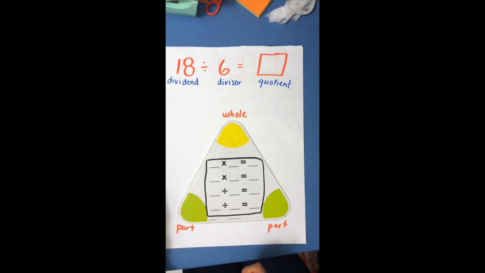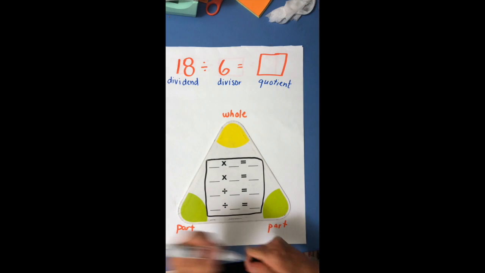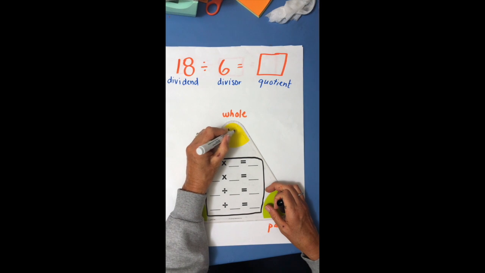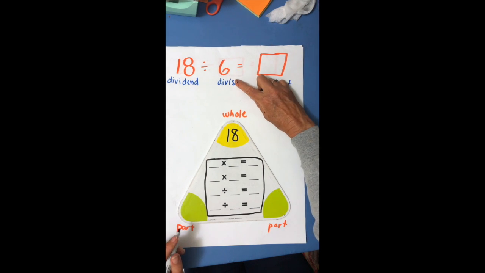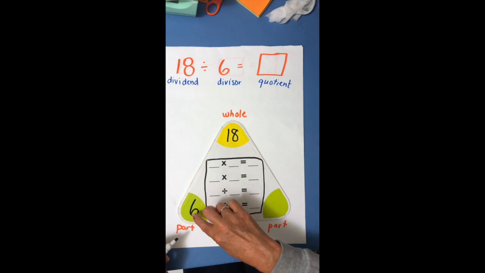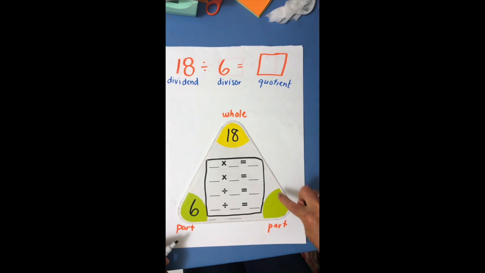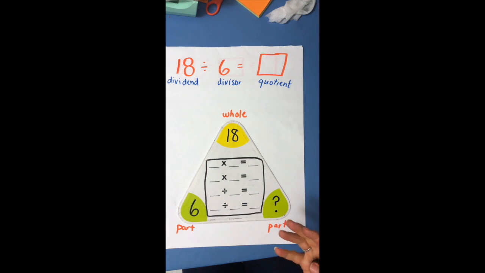So if I look here, I have the dividend. That's my whole, so I'm going to put it here. And then the 6, which is our divisor, is the part. So I'm going to put that here. So those are two members of our family, but we do not know what the third member is. So we need to find that out.